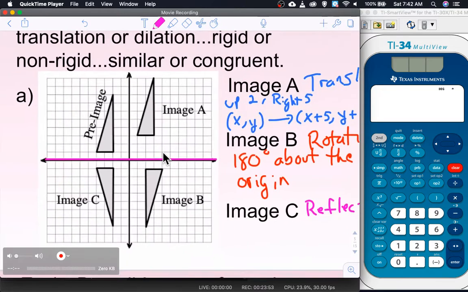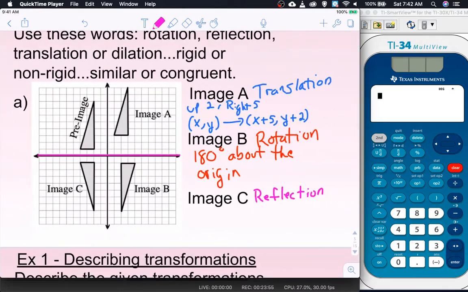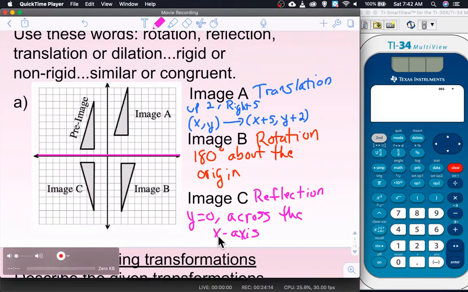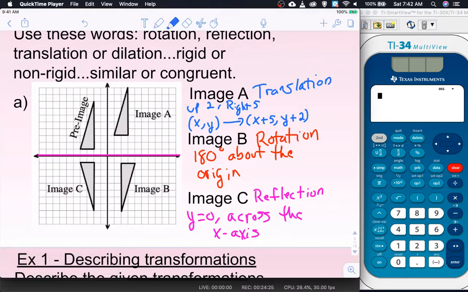That line actually has two names. We could say that's the line y equals 0. But more likely that has a better name. That's reflection across the x-axis. The x-axis is this line, y equals 0, but most people just call it across the x-axis. So that's all we have to say here. Reflection across the x-axis. Boom. That one's done.